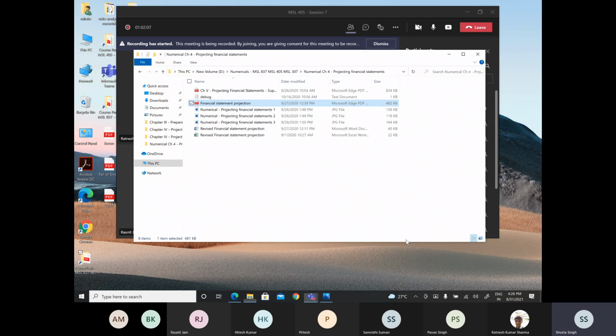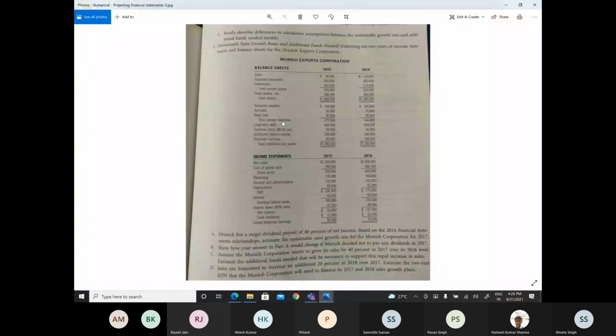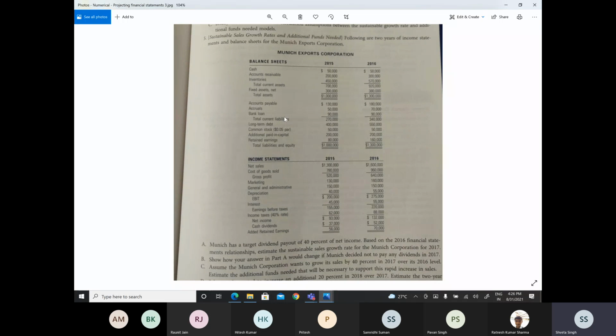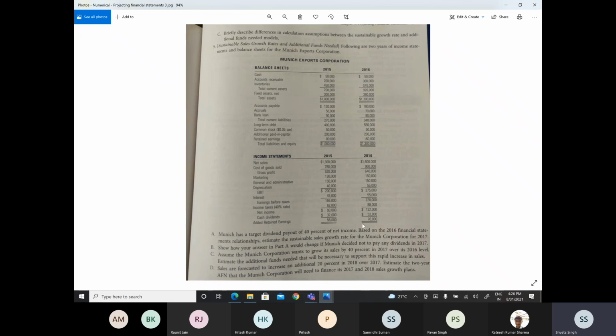Okay, let me go to the next numerical. Okay, now this again I would expect you to solve on your own only, because it is also the same thing. Sustainable sales growth rates and additional funds needed, and here you are given 2 years data, and then you are given all of this. So I think you can solve this on your own. Once you solve it, then you look at the solution to see whether the steps that you have followed are fine or not. Plus, please do everything in a step-by-step way. We have given you the correct format. Please follow that only. Okay.